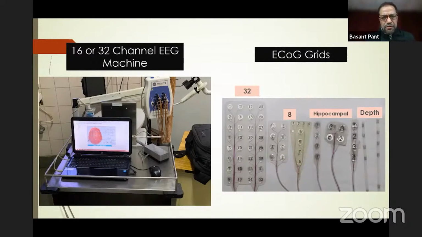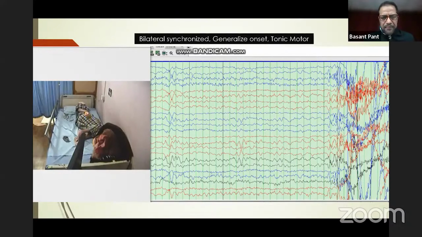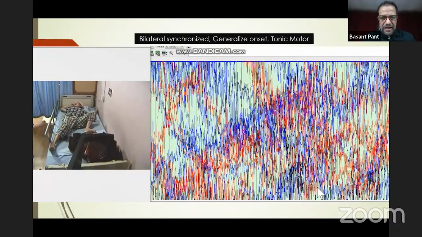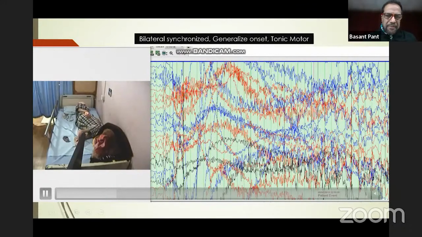So video EEG, you can see both semiology and the EEG at the same time. If you want to do epilepsy surgery, then you need to have a video EEG. Just like this one, you can see that there's a sudden synchronized discharge, and this is a generalized onset tonic motor type of seizure. So you can pretty well know what's going on.